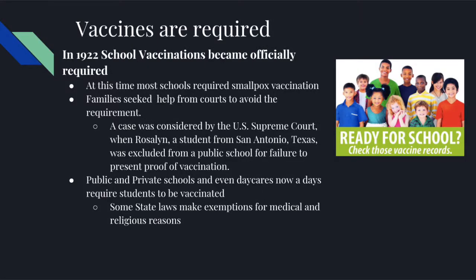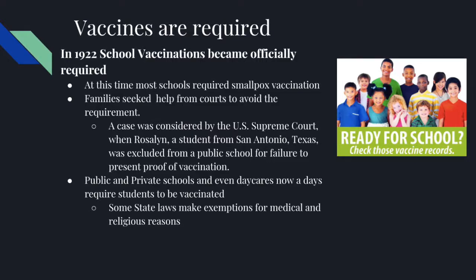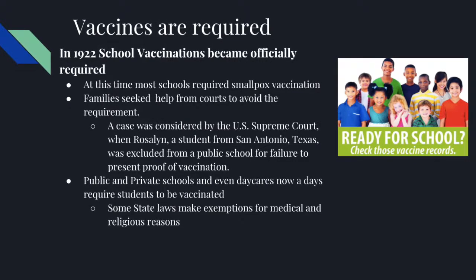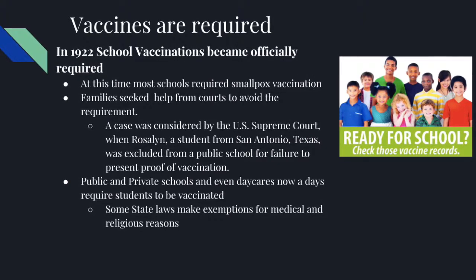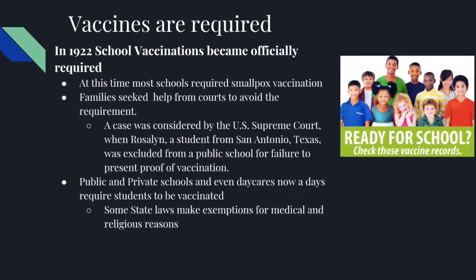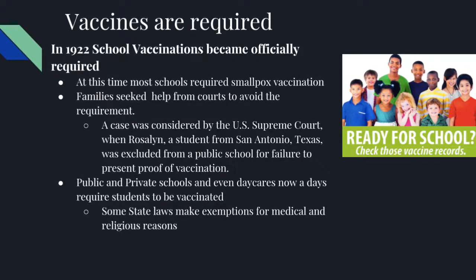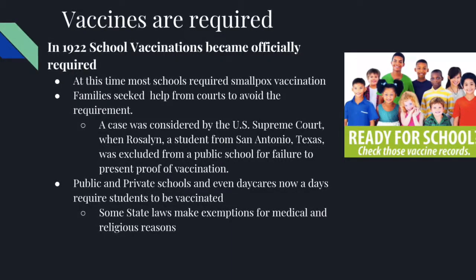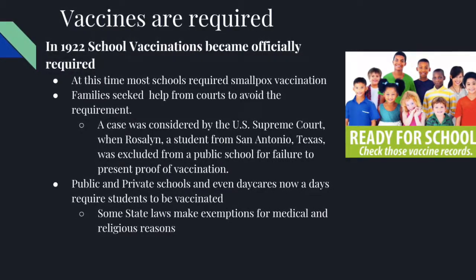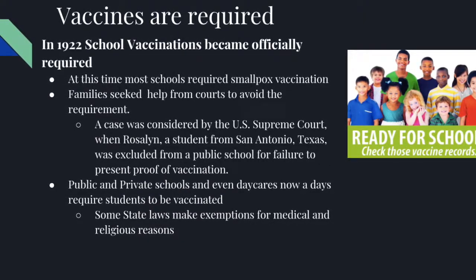In 1902, school vaccinations became an official requirement for public schools. Most schools in the United States around this time required smallpox vaccination before children could attend. Some students and their families did not agree to this requirement and tried to seek help from the courts. One case was considered by the U.S. Supreme Court when Rosalind Such, a student from San Antonio, Texas, was excluded from a public school for failure to present proof of vaccination. The court did nothing to help because it was against the 14th Amendment.